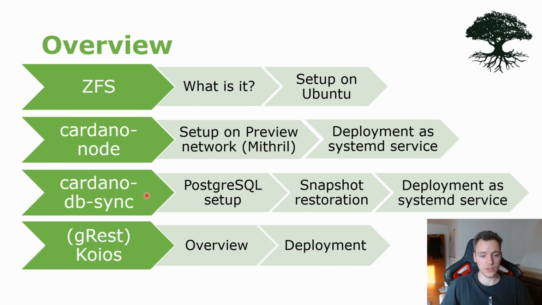Next up is cardano-db-sync. For it, we will need a PostgreSQL database, so we'll cover the setup of that. We will also cover snapshot restoration for cardano-db-sync, which is kind of like Mithril for the Cardano node, basically reducing syncing times. Also, we're going to deploy it as a systemd service. And then finally, we have the gRest or the Koios node deployment. So we'll cover what exactly gRest is and how to deploy it.